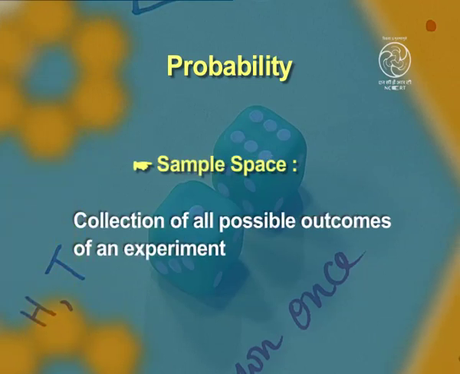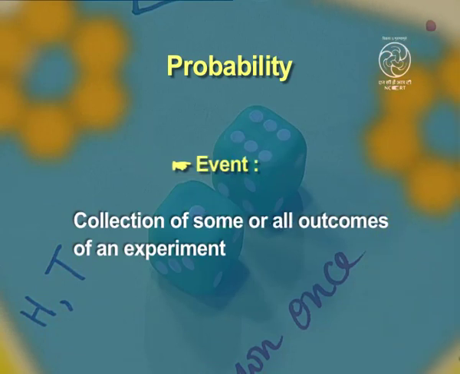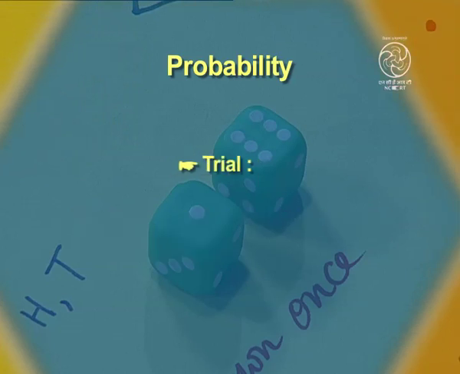Sample space is the collection of all possible outcomes of an experiment. An event is one or more outcomes of the sample space of an experiment. And finally, trial: when you toss a coin 3 times, it has 3 different trials. Now we learn about all possible outcomes in different experiments.